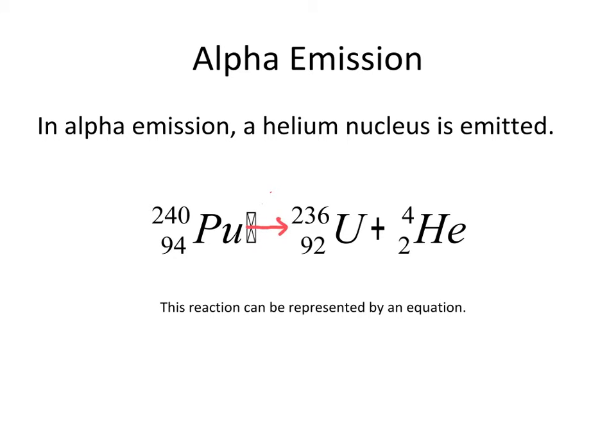Alright, so there's our arrow. We call this an equation, although it's not really an equation. It's similar to a chemical equation, but it shows us the results of a nuclear reaction rather than a chemical reaction.